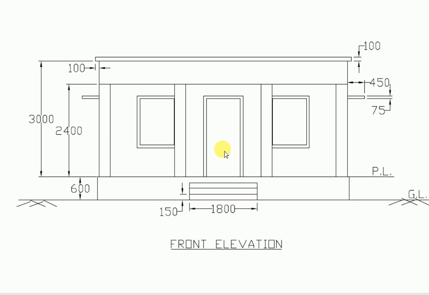Similarly, when the building is seen by standing at any side of the building, then what is seen and projected on the VP is called side elevation.